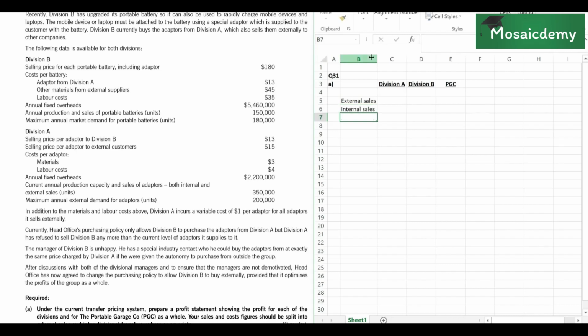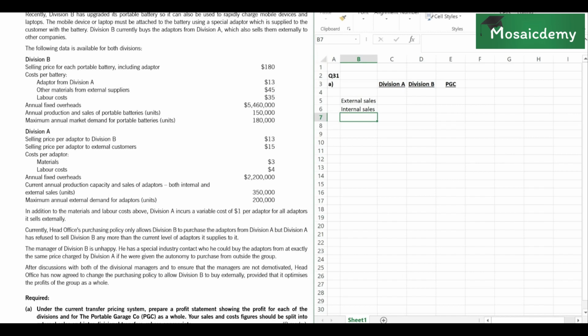Okay, so let's start with division A's data. So division A, the selling price per adapter to division B is $13. Oh, and we'll need to know the number of units as well. So let's just read the information below as well in case that has any relevant information to the calculation. In addition to the material and labor costs above, division A incurs a variable cost of $1 per adapter for all adapters it sells externally. So that's important. We need to note that.